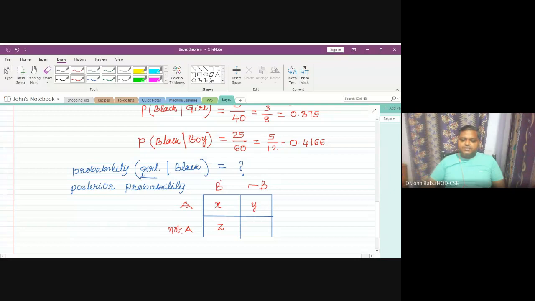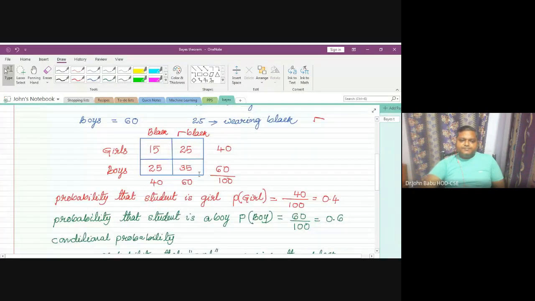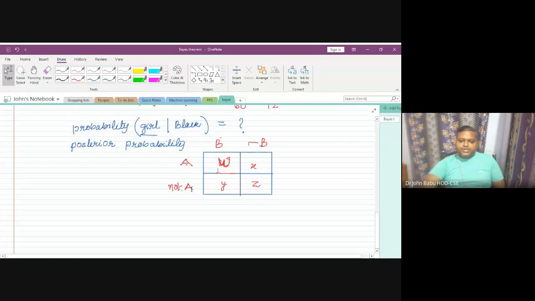Okay, let us make Z, Y, X, make U, V, W. So the same table here, girls and boys, black and not black. So here A, not A, B, not B. So A and B coming together.